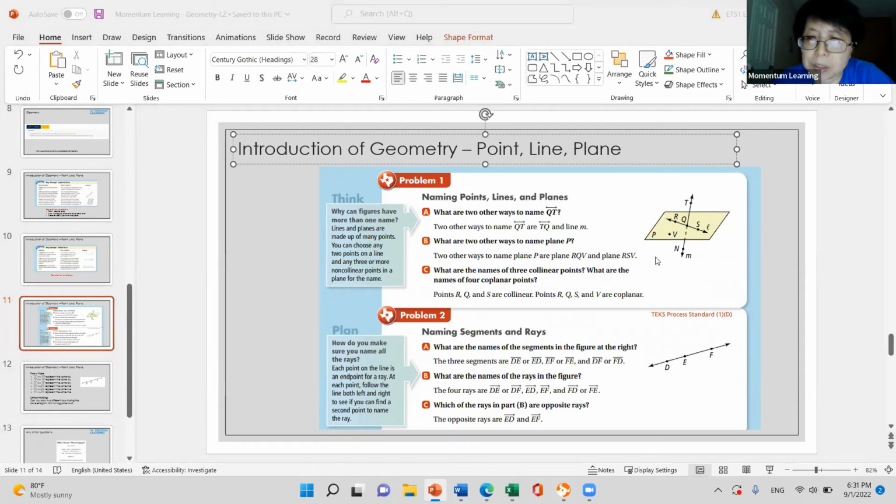So you see that Q, R, S, they are collinear, right? And they are also on the same plane, so we also call them coplanar. Okay. So you see Q, R, S, and V. The V is not on the same line with R, Q, S, but they're on the same plane. So we call them coplanar. Make sense here? Okay, very good.